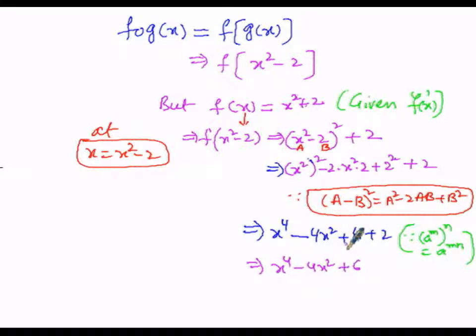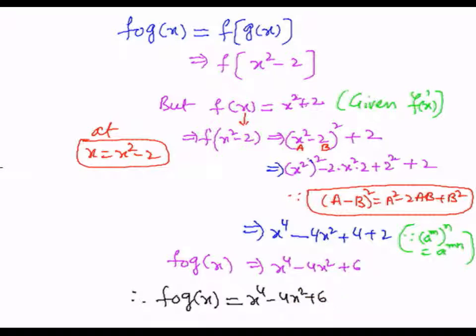In this manner we got f of g of x equals x power 4. Therefore f of g of x is given by x power 4 minus 4x square plus 6. Now let's go for the second one, that is case number 2. We have to find out g of f of x.